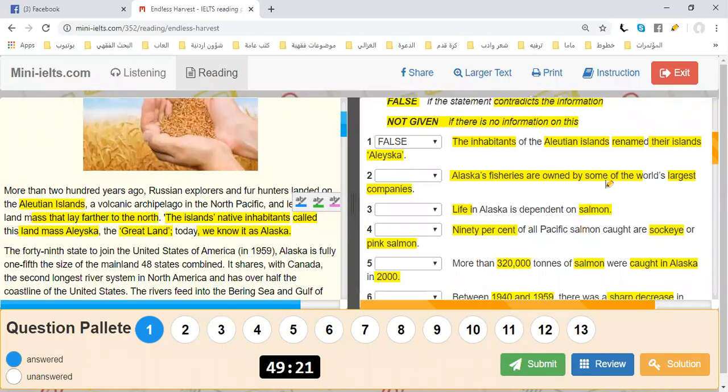Okay, but the word Alaska. You see this word Alaska? It's the name of what? Alaska is the name of what?